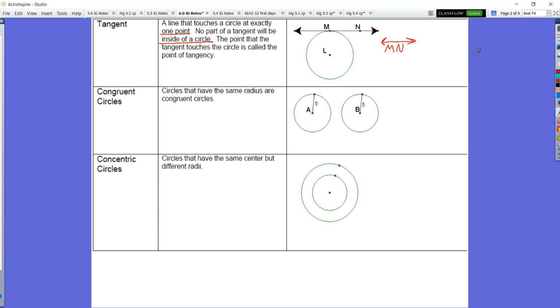Congruent circles are ones that have the same radius. So these both have a radius of 5. Those are congruent. Concentric circles have the same center, but they are different sizes, different radius. Both of these circles are inside of each other, and they share the same center point.